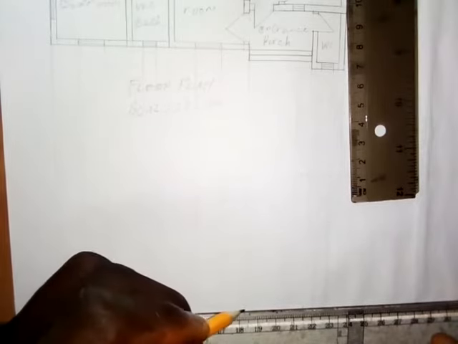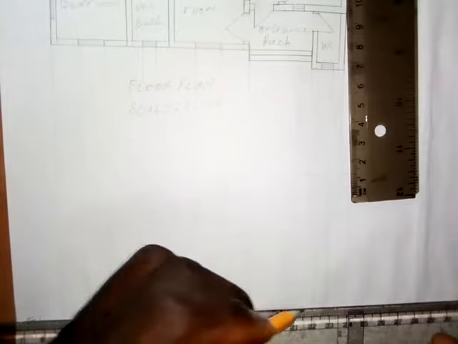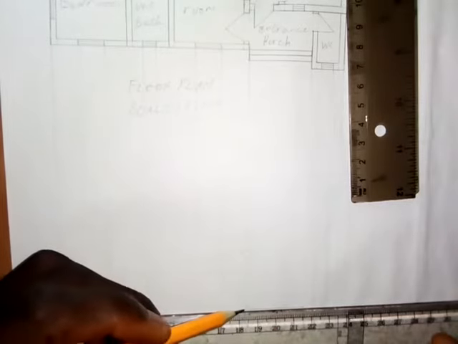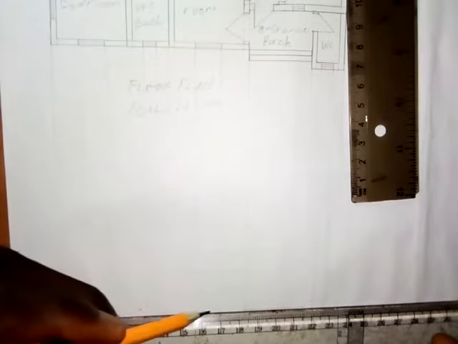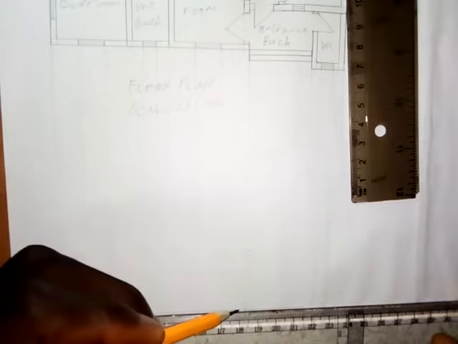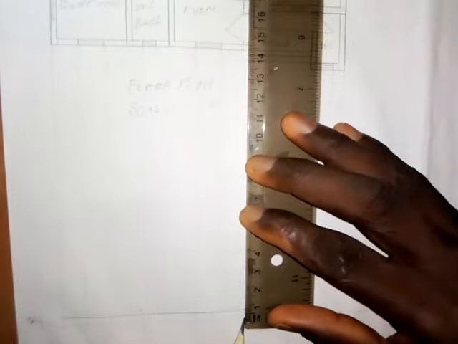Okay, then draw a horizontal line here. Okay, so this line now is at the same level with the floor to ceiling height. Okay, so the steps, let me bring it out.